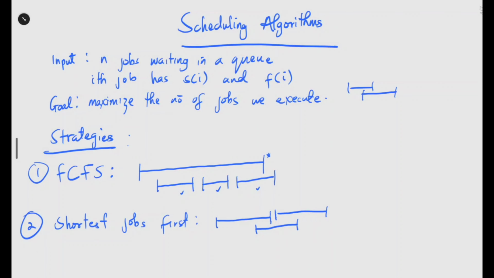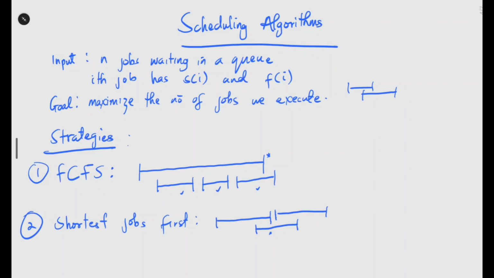So if we want to execute the shortest job first, that would mean we want to execute the second job first. But if we execute the second job first, it means we would neither execute the first job nor the third job because they overlap with the second. So keeping in mind our goal, does this maximize the number of jobs we are executing? I don't know. You just think about it.